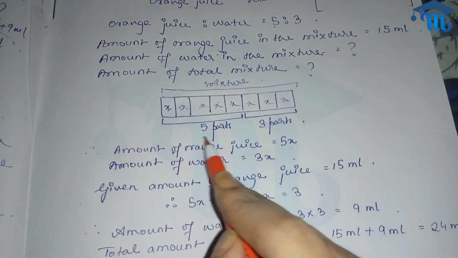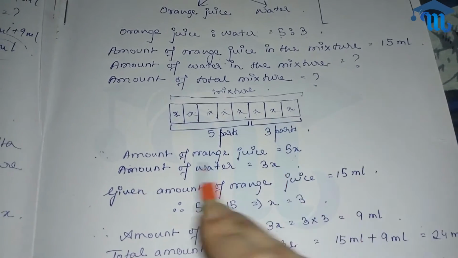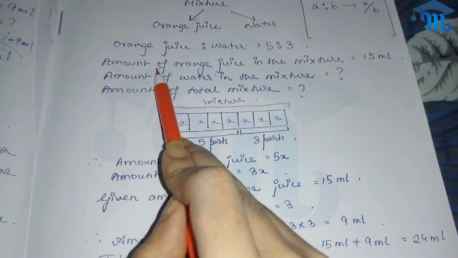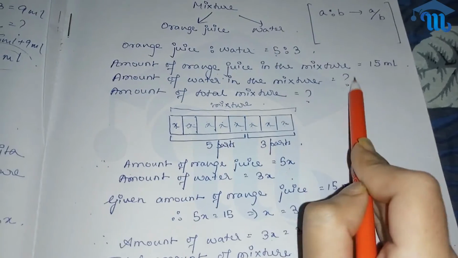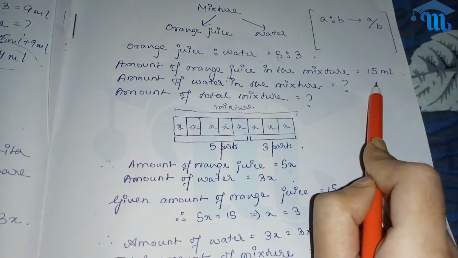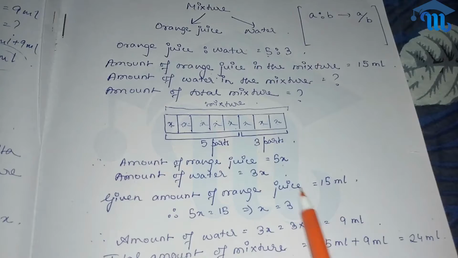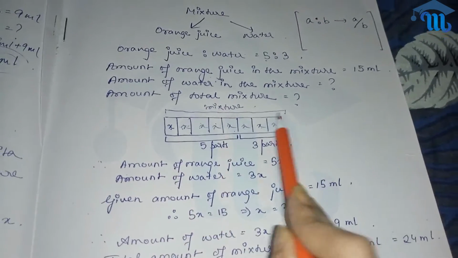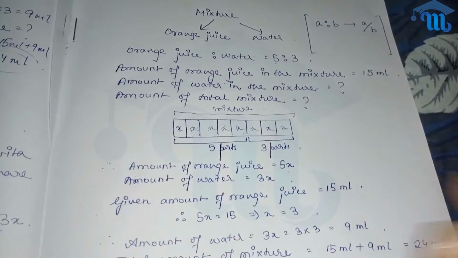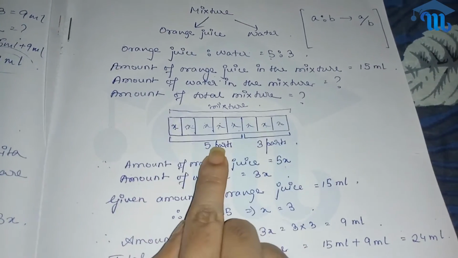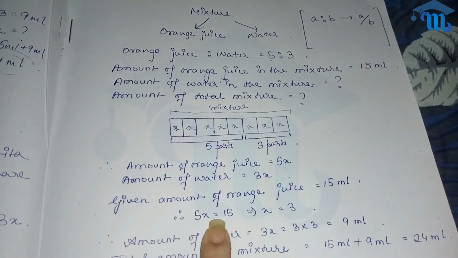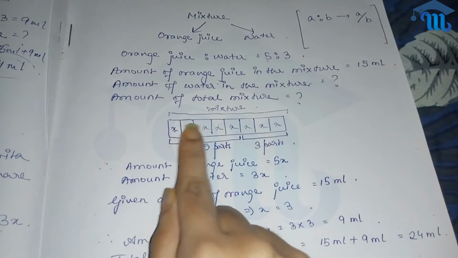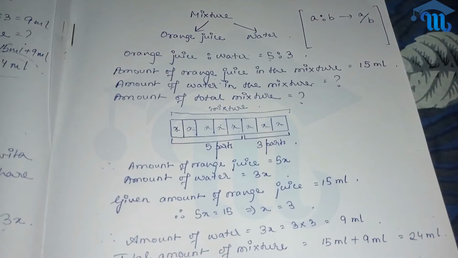Okay, so the amount of orange juice is 5x and the amount of water is 3x. Now, in the question, you are given that the amount of orange juice in the mixture is 15 ml. And from the ratio part, we know that the amount of orange juice is 5x, so you can equate them. From that, you get the value of x, that is, how much amount each part contains.